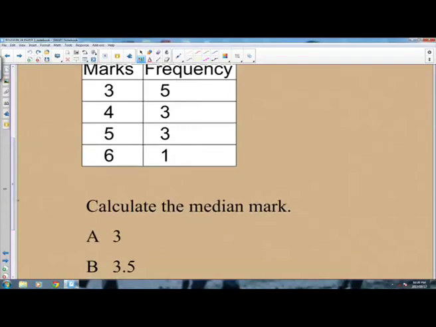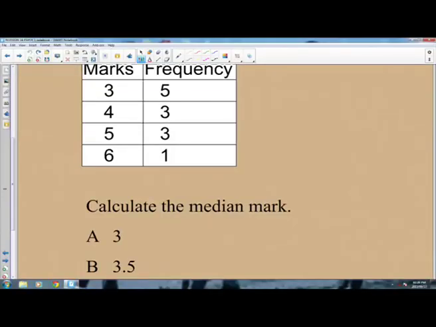The question says we are to calculate the median. We are to find the median mark. So how do we find the median mark? We have to start by finding the position of the median within the distribution. So how do we find the position of the median? The position of the median is found by the sum of the frequency plus 1 divided by 2.